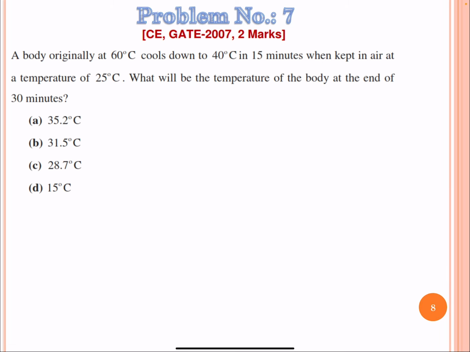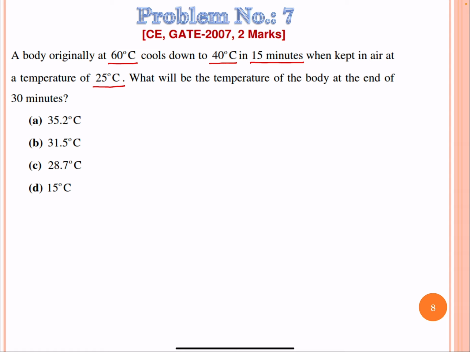Now, statement is, a body originally at 60 degrees centigrade cools down to 40 degrees centigrade in 15 minutes. This means at t is equal to 0, temperature is 60 degree. At t is equal to 15, temperature is 40 degree. When kept in air at temperature of 25 degrees centigrade. Clear? What will be the temperature of the body at the end of 30 minutes?